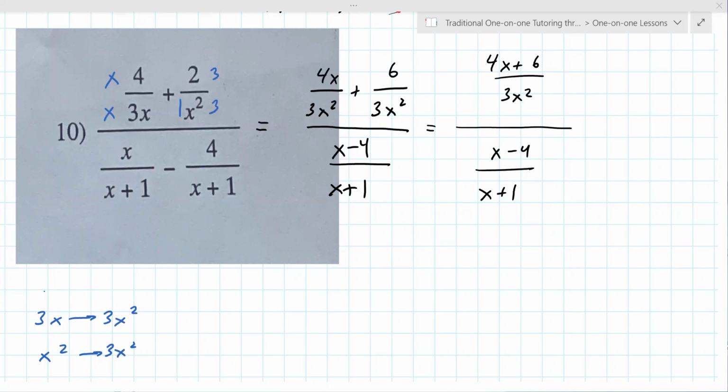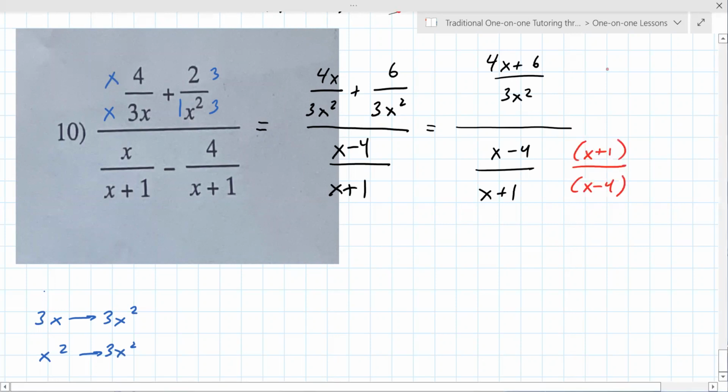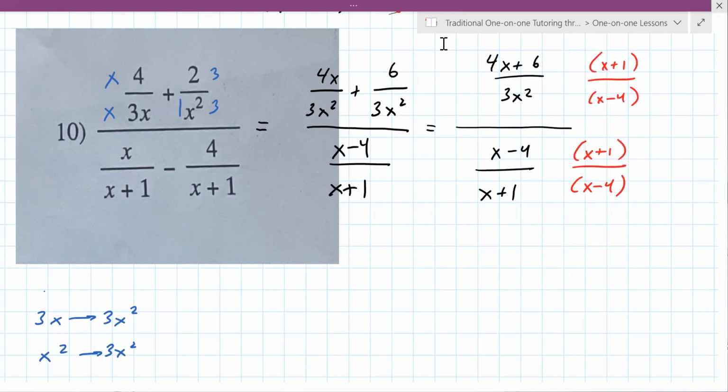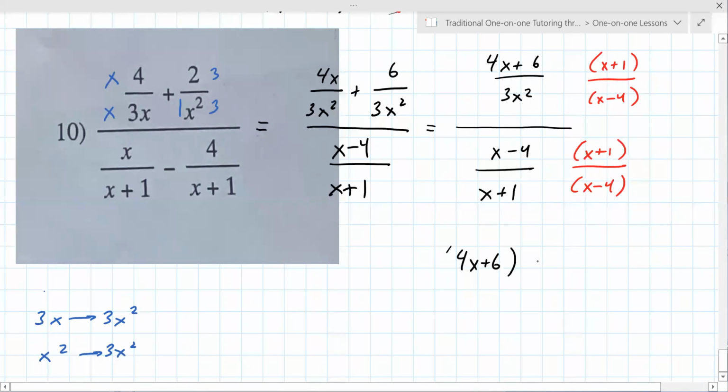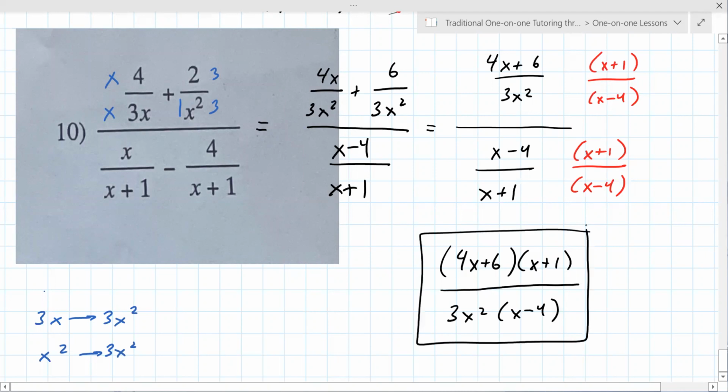So now what do we do at this step? You multiply by the reciprocal of the denominator. Yes, x plus 1, x minus 4, x plus 1, x minus 4. So that's 4x plus 6, x plus 1 over 3x squared, x minus 4. Any questions on that?